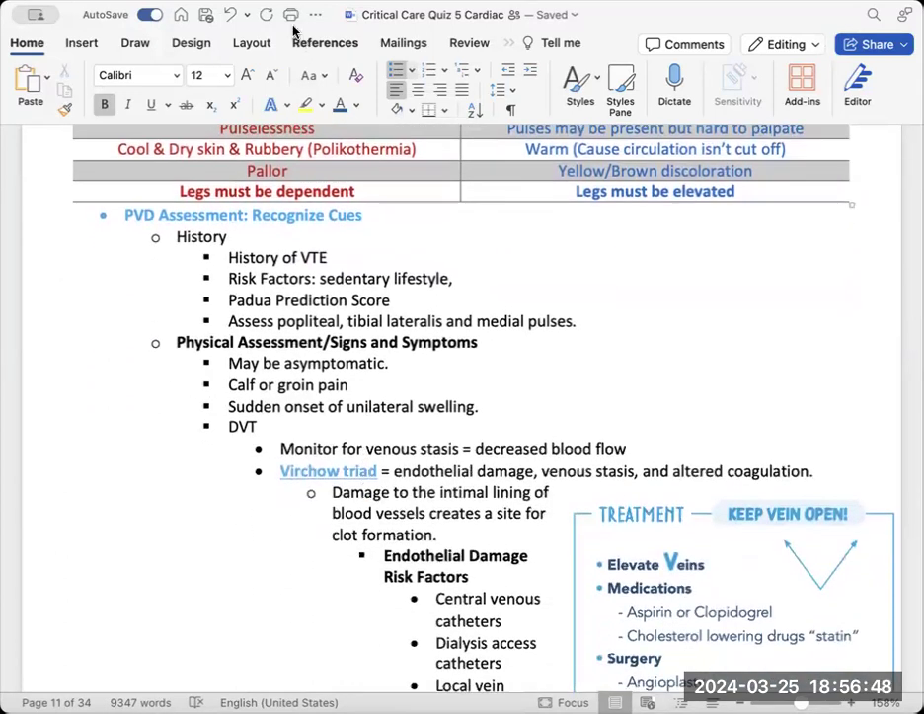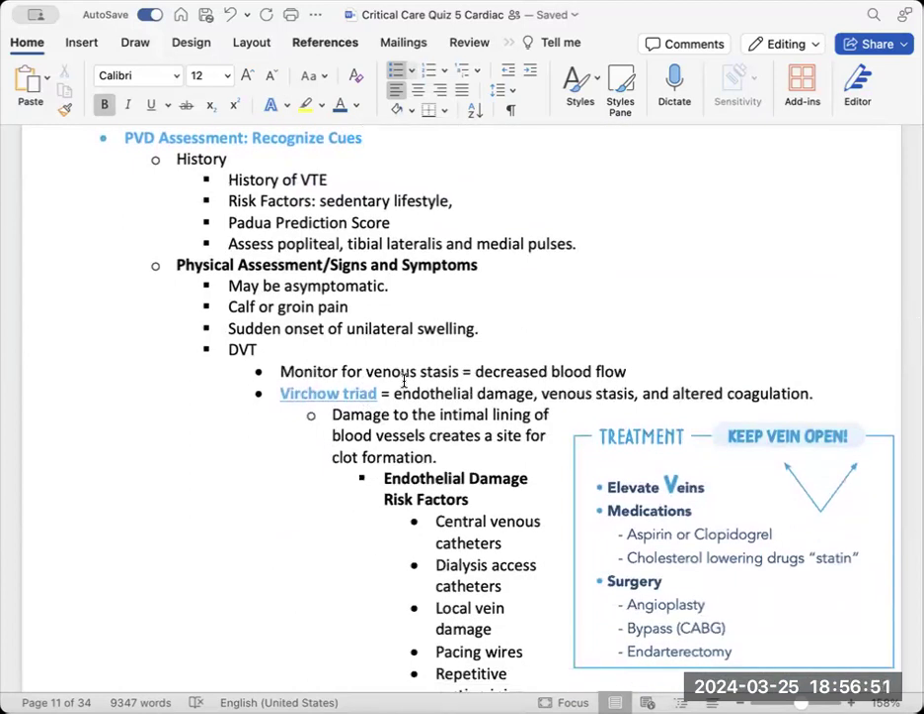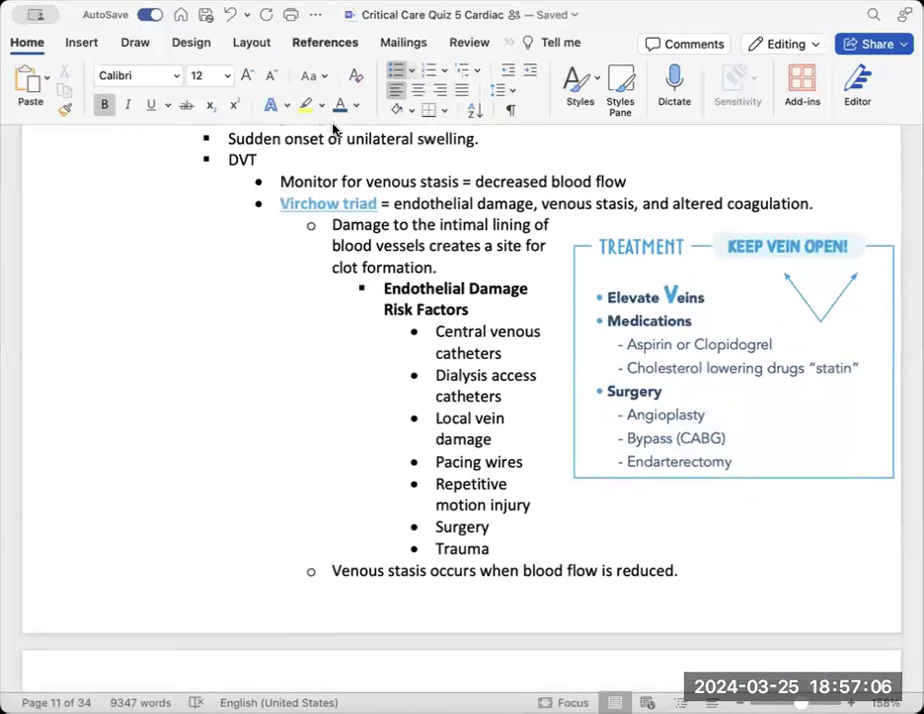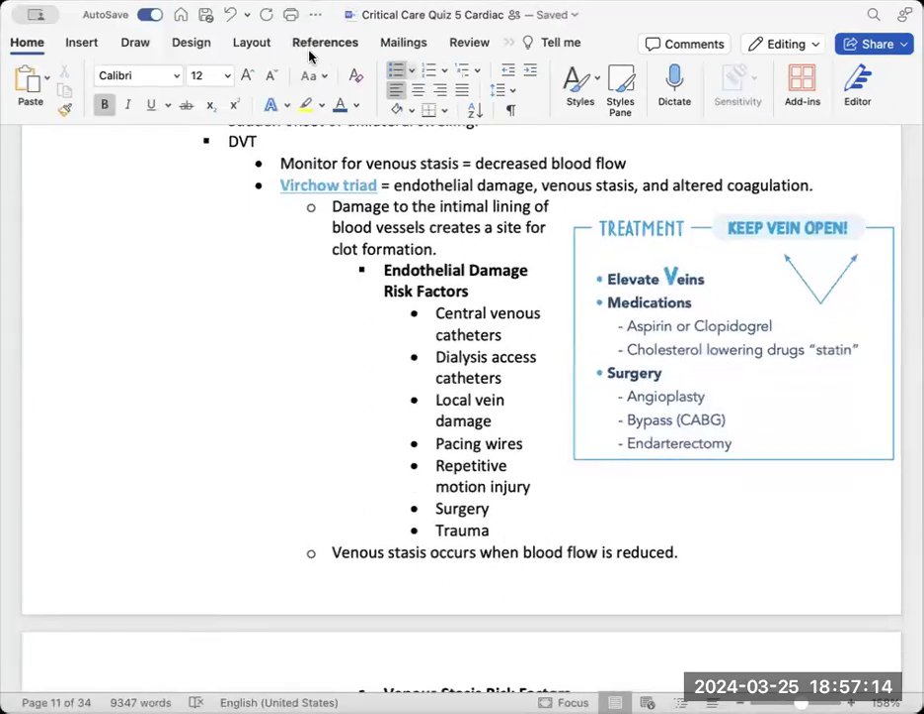Other things, like I said, when we're talking about PVD, we need to look at calf or groin pain for a potential DVT. We know that for Virchow's triad, the endothelial damage, venous stasis, and altered coagulation can cause a DVT. We know that if we're going to give medication, it's going to be anticoagulants and antiplatelets, even cholesterol-lowering medications, and that's because for PAD and PVD, causes can be smoking, hyperlipidemia, or hypercholesterolemia, diabetes, as well as hypertension.